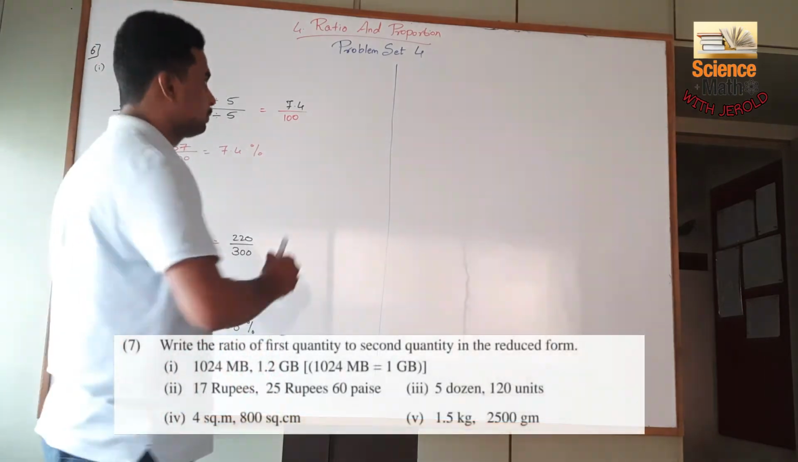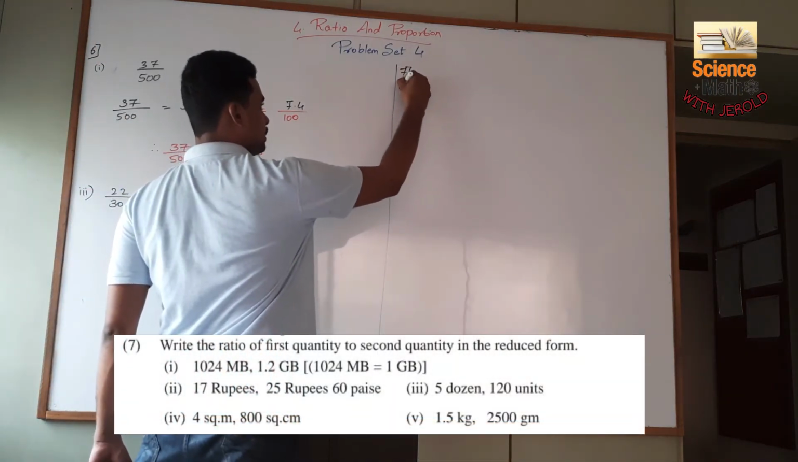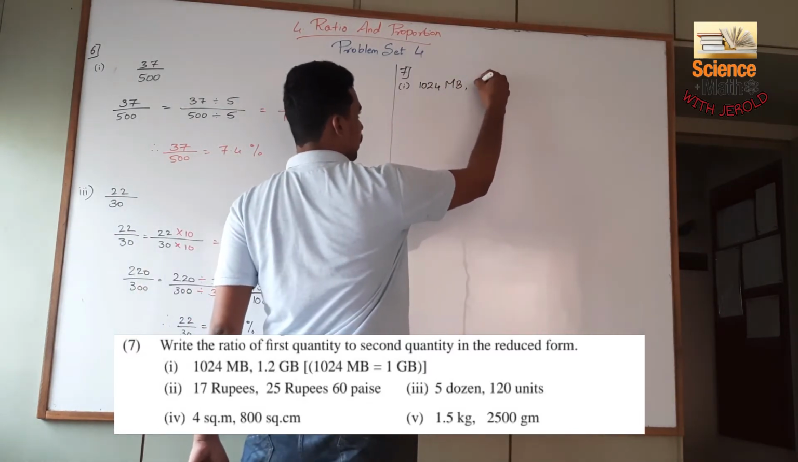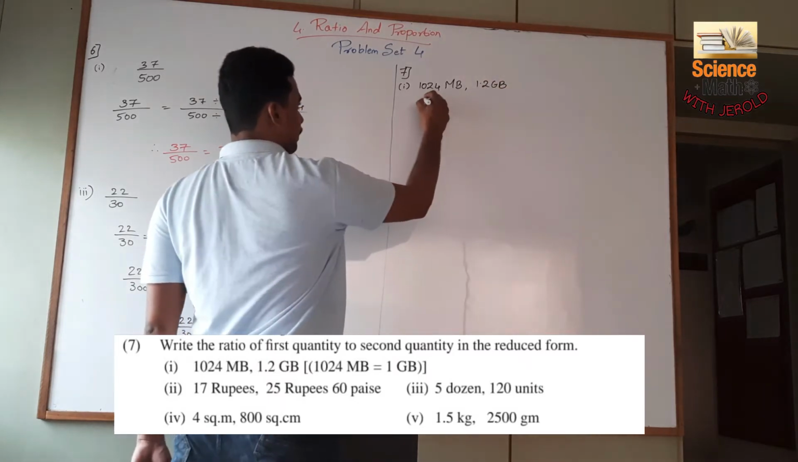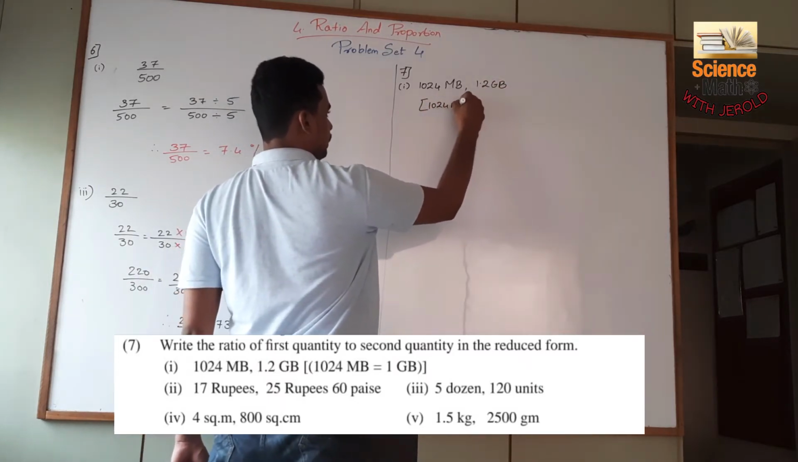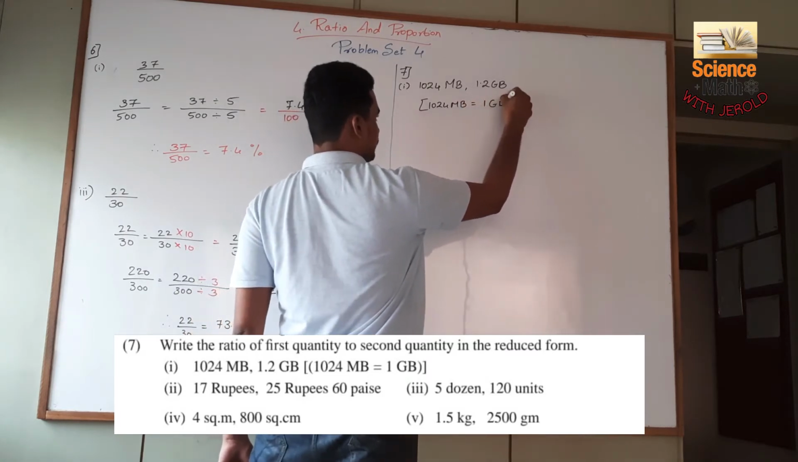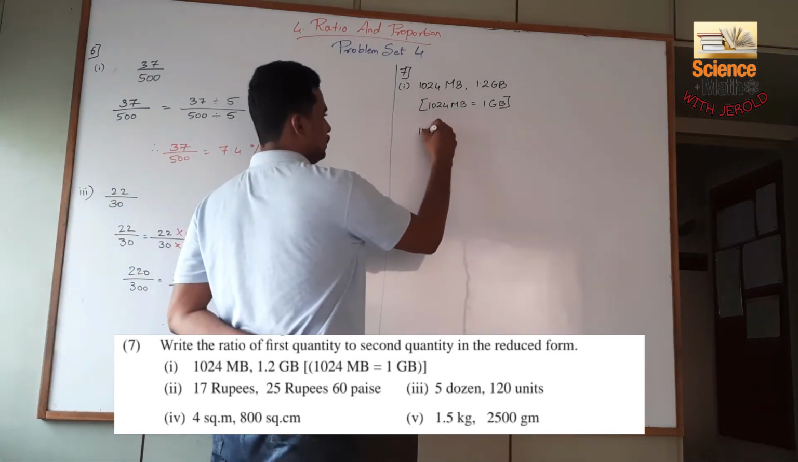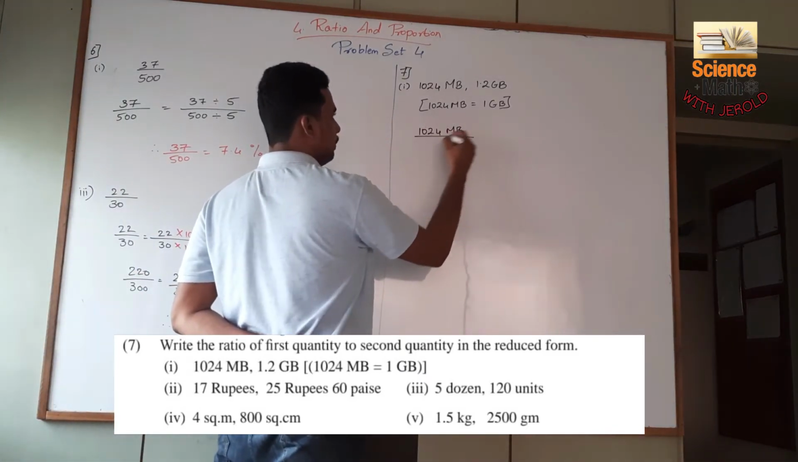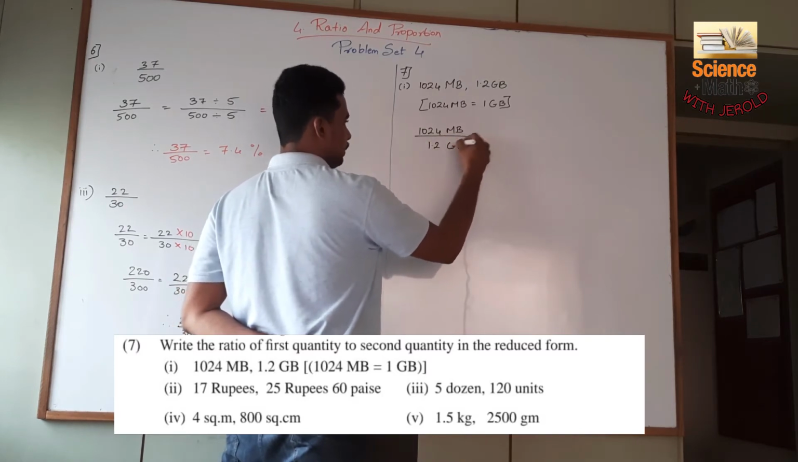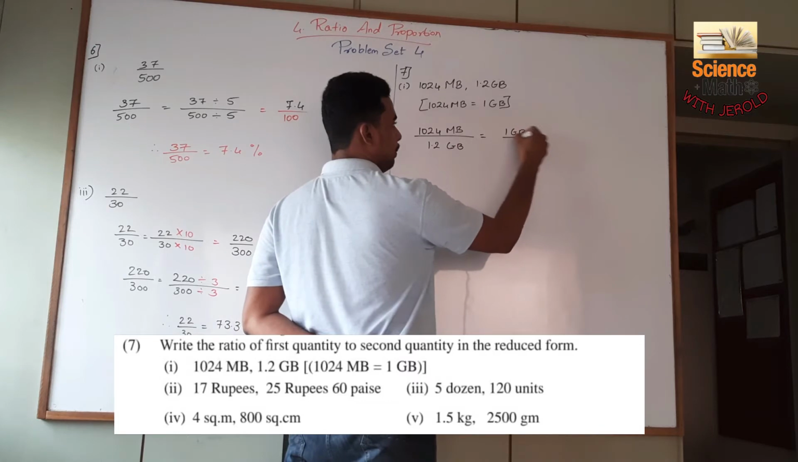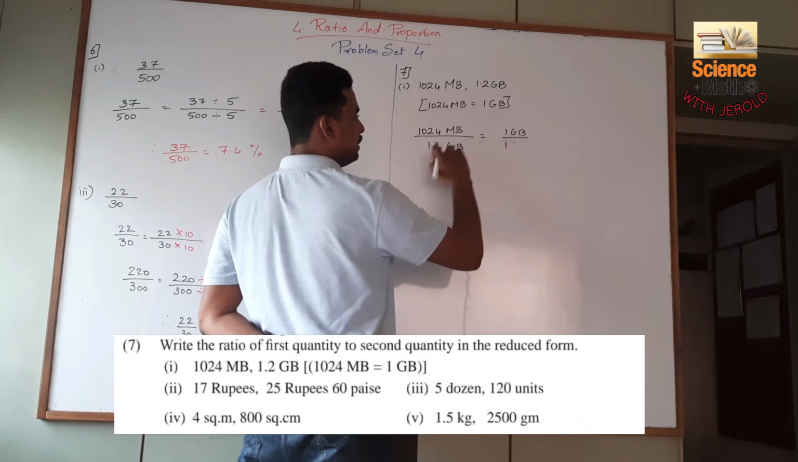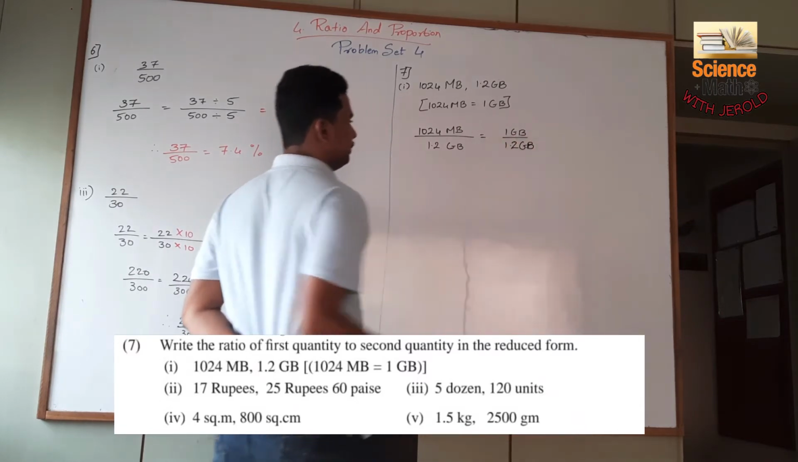Question number 7. First sub question is 1024 MB and 1.2 GB. I am also given a hint, 1024 MB is equal to 1 GB. This is given to me in the first sub question. So for that, I have the values of this upon 1.2 GB, which is equal to 1 GB upon 1.2 GB. As you can see, 1024 MB is 1 GB.